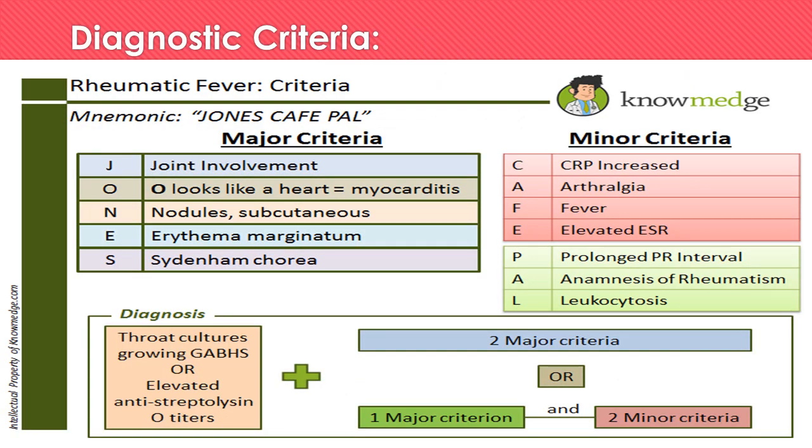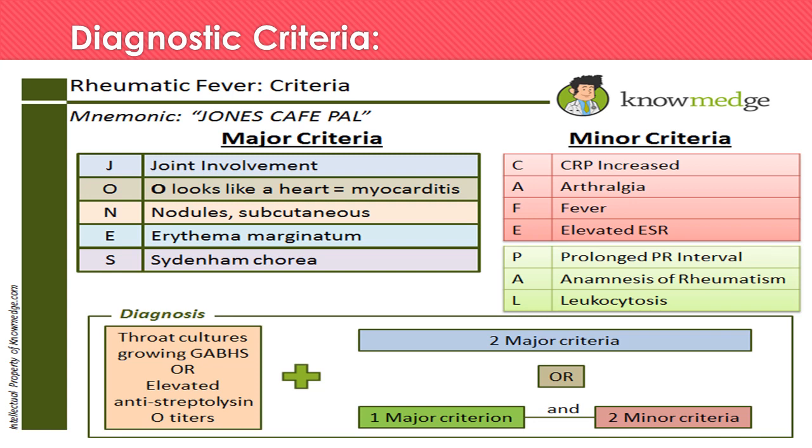So the diagnosis of acute rheumatic fever requires the Jones criteria, and it is positive if there is evidence of recent streptococcal infection plus 2 major criteria, or 1 major criterion plus 2 minor criteria. Evidence of group A beta hemolytic streptococcal infection can be obtained from a positive throat culture, rapid streptococcal antigen test, elevated anti-streptolysin O titers, and recent scarlet fever.